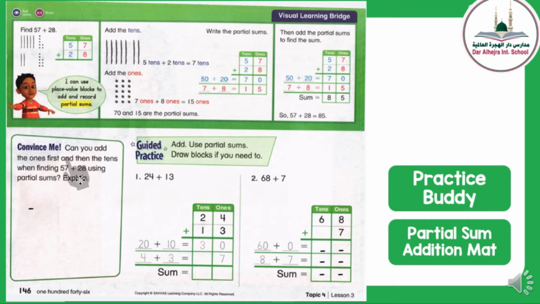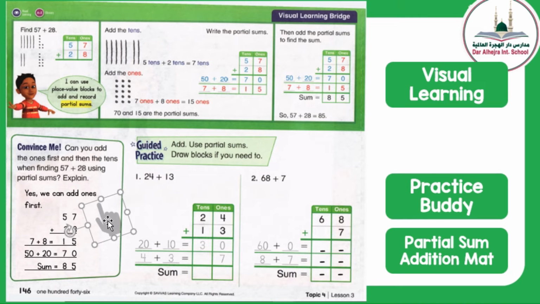Now let's see here. They're asking us, can you add the ones first and then the tens? In both methods we have already added the tens first, then the ones. They are asking, is it okay to add the ones first and then the tens when we are finding 57 and 28 using the partial sums? Explain. So the answer is yes, we can add the ones first, although the correct way to do it is to add the tens first and then the ones.